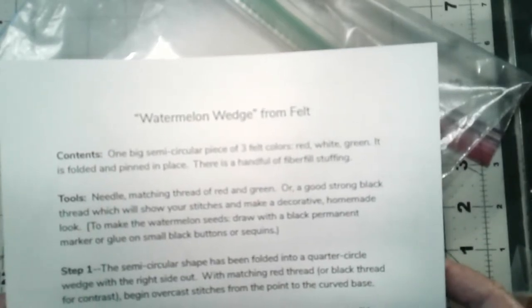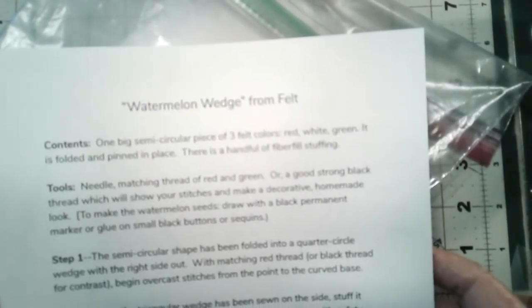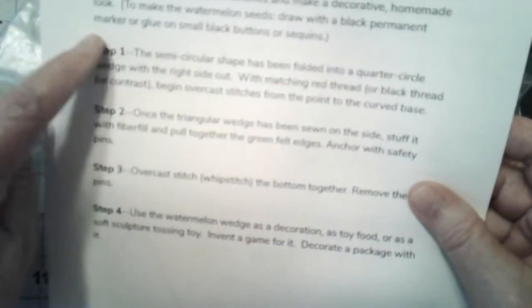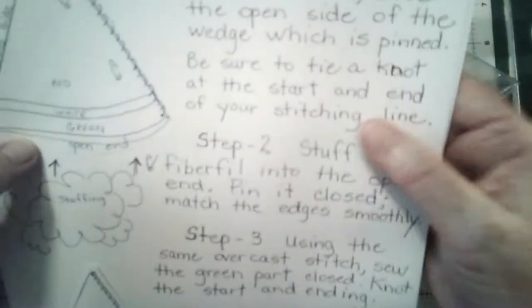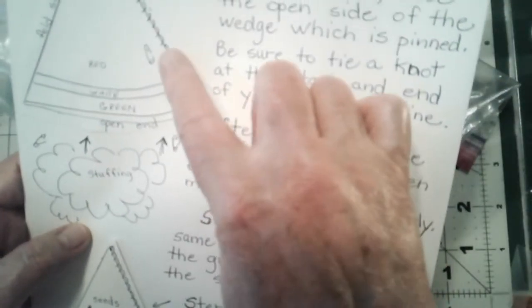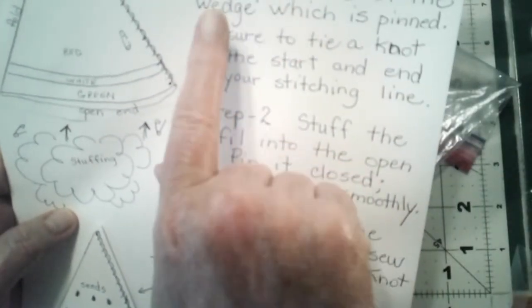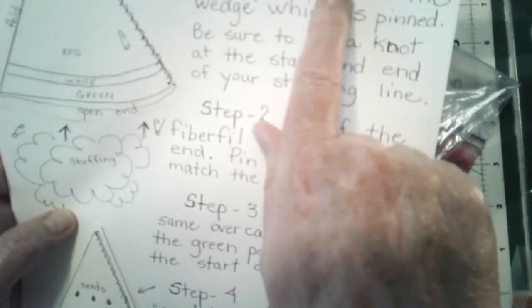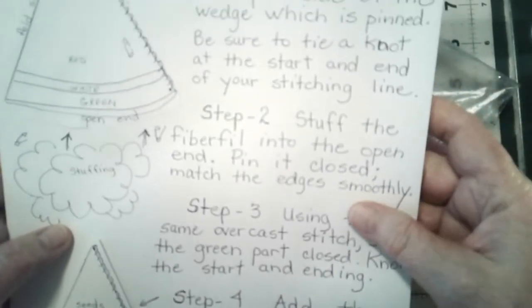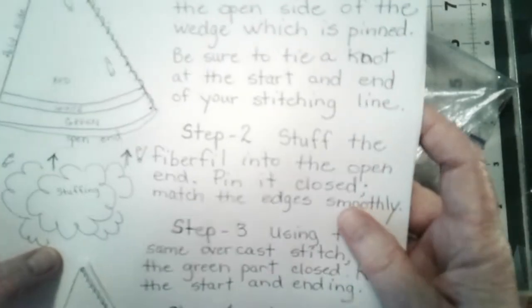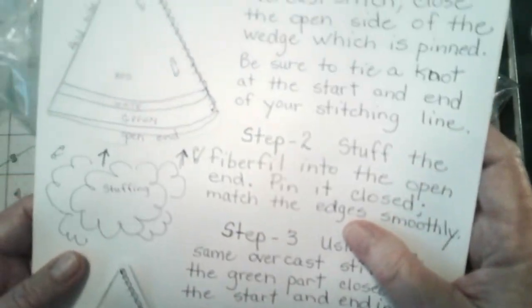This is the instructions for the watermelon wedge from felt. It only has four steps. I've written them out with a diagram, and on it I have shown you the overcast stitch, or what they call the whip stitch. And I mention it on here, I say using an overcast stitch. Also, in some of the books that you can check out with the library, they call it the whip stitch. There's lots of different ways of doing this.